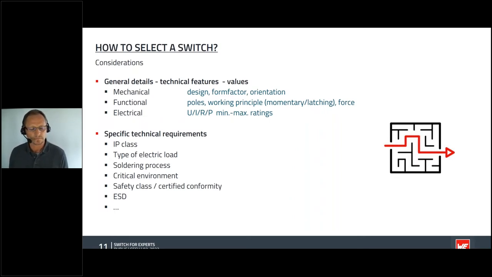Now, many of these kinds of filters, let's call them filters, are automatically running through our brain even before we are aware of it. That is also a risk. It's a risk to miss an essential point. So a checklist is always a good idea for this.